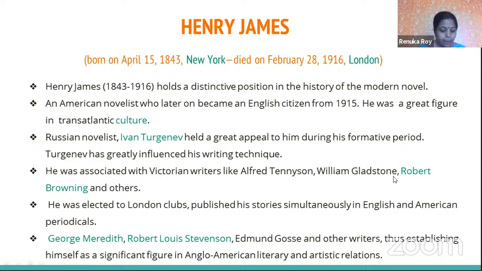technique. In England, he was prominently taken up by the leading Victorian writers and became a regular visitor in their group. He consorted with Alfred Tennyson, William Gladstone, Robert Browning, and others. He visited many of the great Victorian houses and country seats, and he was elected to London clubs. He published stories simultaneously in English and American periodicals, and mingled with writers like George Meredith, Robert Louis Stevenson, Edmund Gosse, and other writers, and thus established himself as a significant figure in Anglo-American literary or artistic relations.